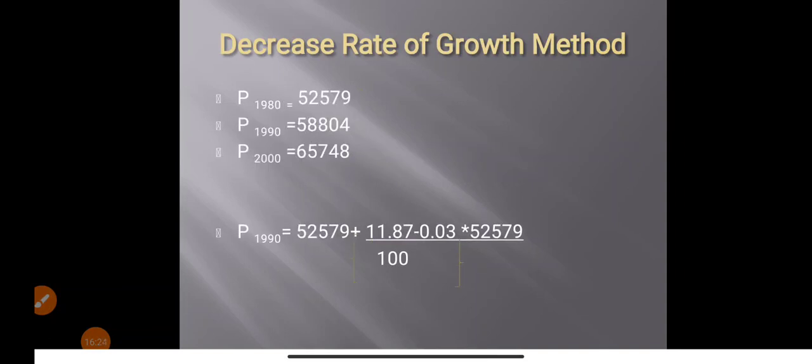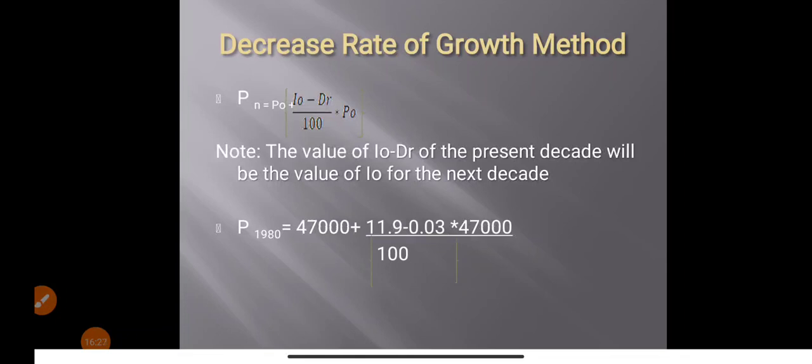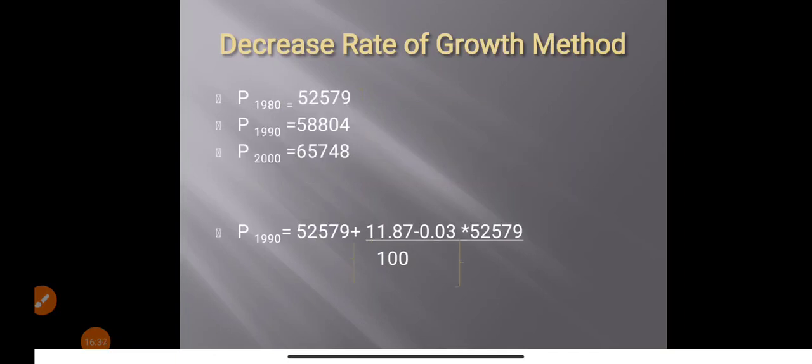That is what the note in the previous slide says: the value of I naught minus dr of the present decade will be the value of I naught for the next decade. So that is 11.87 minus 0.03, divided by 100. That should be multiplied with 52,579. Again, we add 52,579. The P naught value will be the same, as we multiply with the same P naught value and add the same P naught value. The P naught should be the previous decade. So you have to keep that in mind.